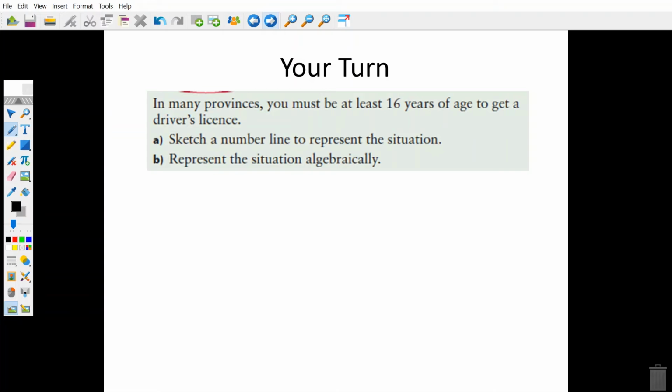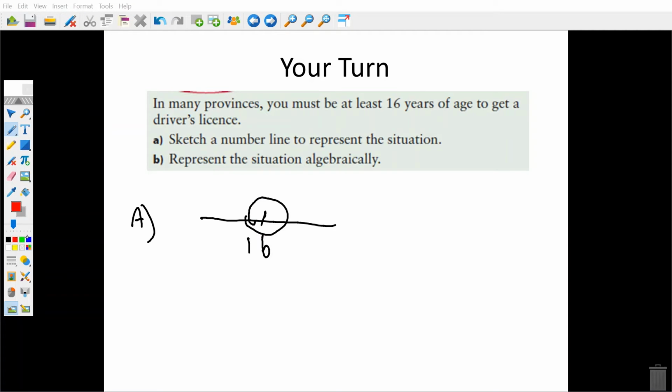It says, in many provinces you must be at least 16 years of age to get a driver's license. Sketch a number line to represent the situation, and B, represent the situation algebraically. Please pause and give that a try. The answer is, for A, if I'm making a number line it does not have to be complicated. It's a quick line. We know we're dealing with the number 16. It says you have to be at least 16 years old. So we put our circle around 16. You have to be 16 or greater, right?